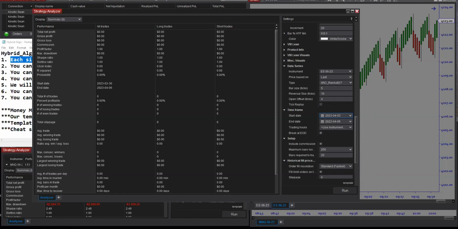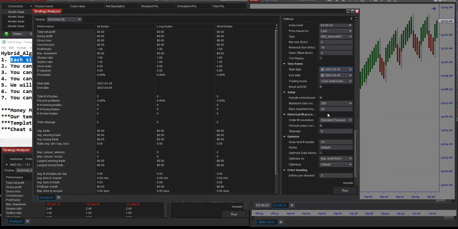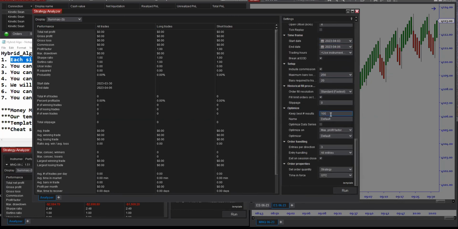Okay. So let's just run it for a couple days, right? Breaking at the end of day, yes, I'm always going to include commissions. I always like to change this to 256. I don't like to run this to infinite, right? I'm always going to fill orders on touch. I want to keep the best 100 results. I want to keep as many data points as possible. I'm not optimizing my data series.